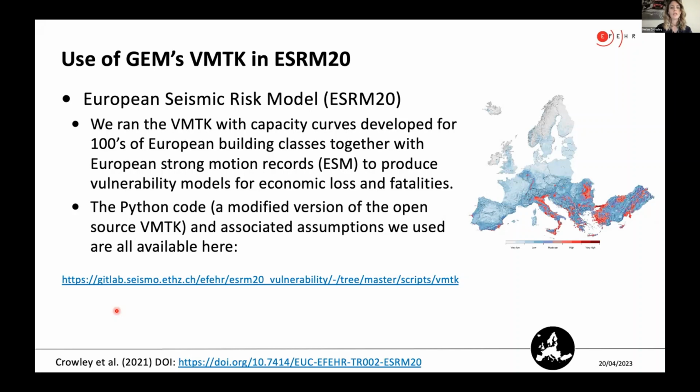So we used the toolkit together with a set of strong motion records, European motion records from the engineering strong motion database that INGV maintains, and we produced vulnerability models for both economic loss, so considering the repair costs of buildings, the damage from earthquakes, but also for fatalities.